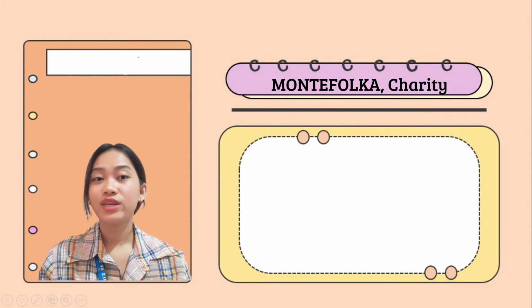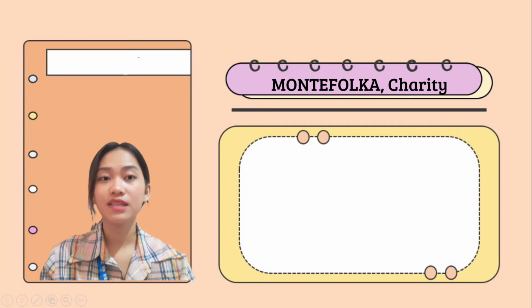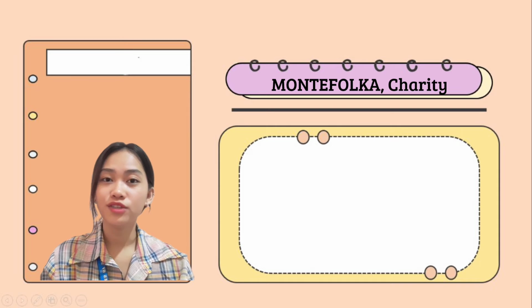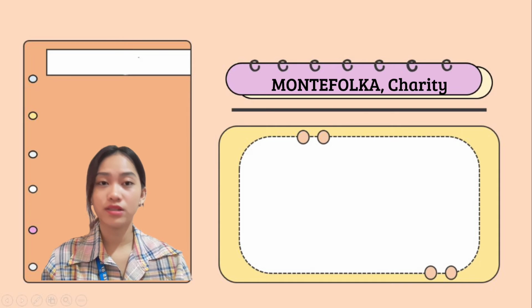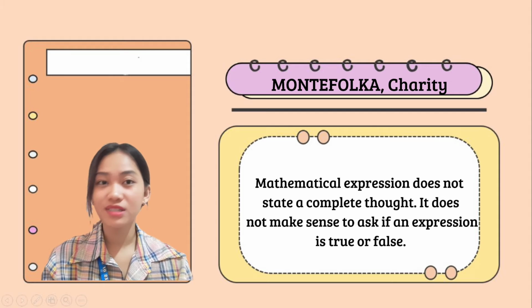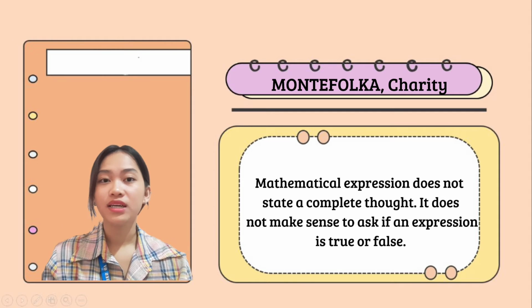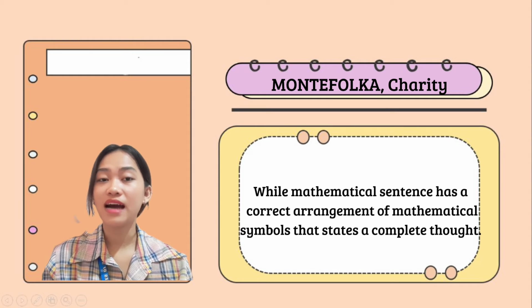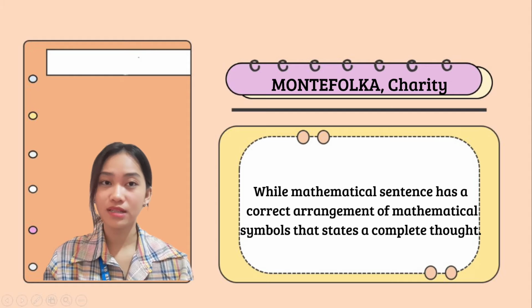Now that we have an idea of what a mathematical expression or mathematical sentence is, I will give you more knowledge and examples so that you can better understand the topic. In simple words, a mathematical expression does not state a complete thought. It does not make sense to ask if an expression is true or false, while a mathematical sentence has a correct arrangement of mathematical symbols that states a complete thought.